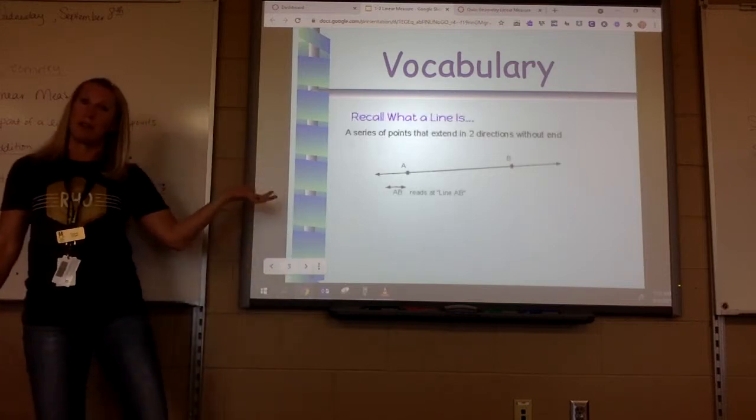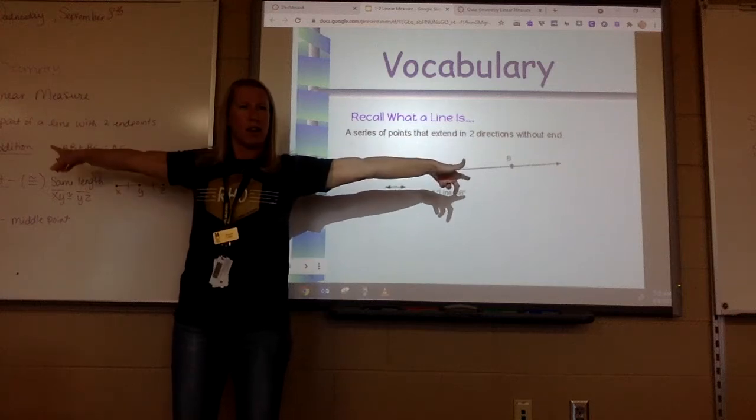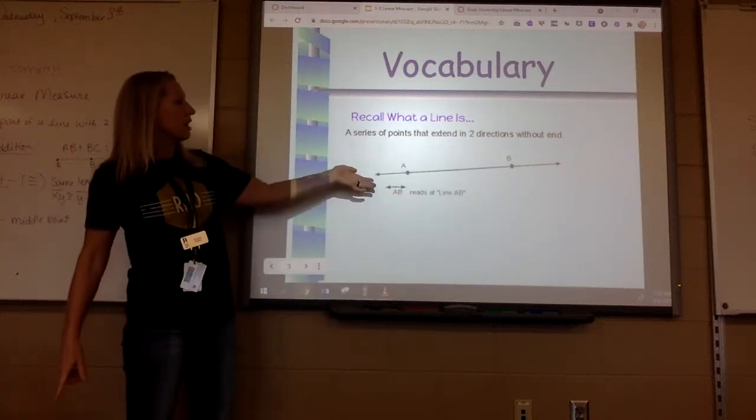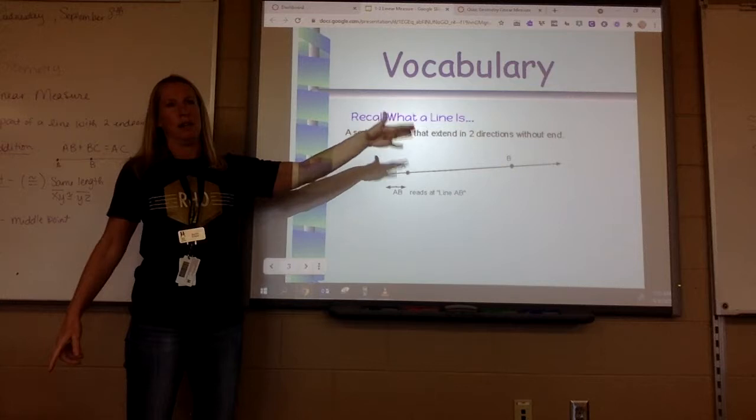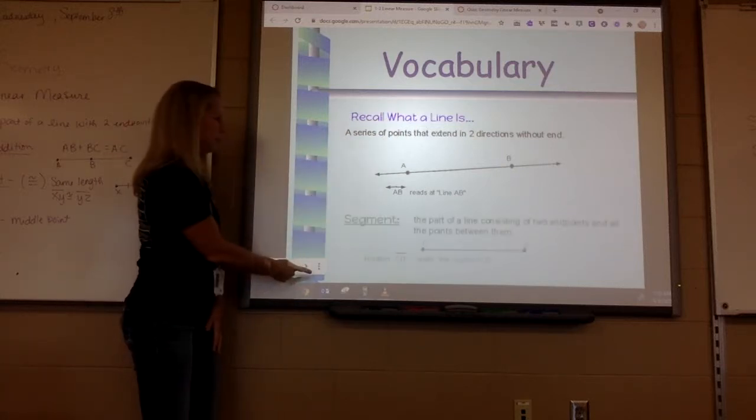Just remember first what a line was. We talked about this yesterday. A line goes on forever and ever in both directions. We could say this is line AB or line BA. Remember, we picked 2 points on the line to make the line.